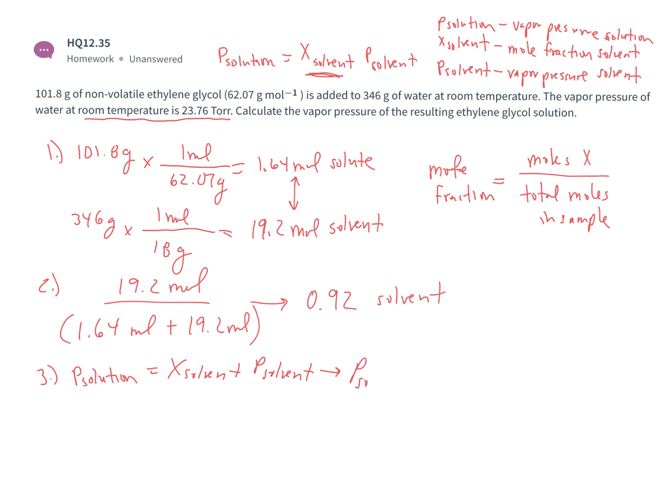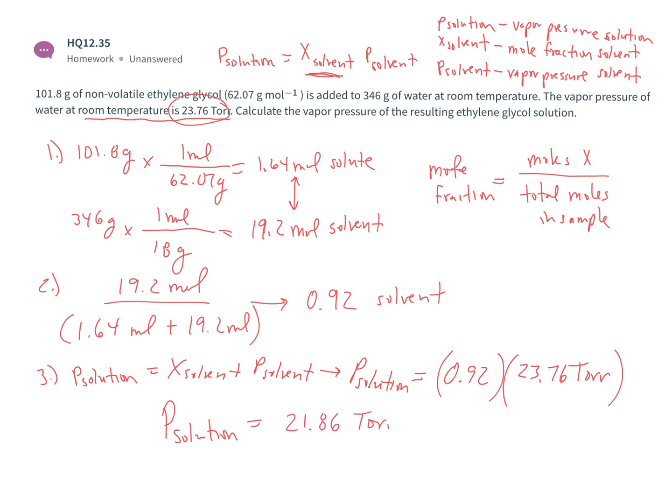So my vapor pressure of solution equals 0.92. It's my mole fraction times the vapor pressure of my solvent, which they give us right here, 23.76 torr. Multiply those two together and I get a vapor pressure of my solution of approximately 21.86 torr.